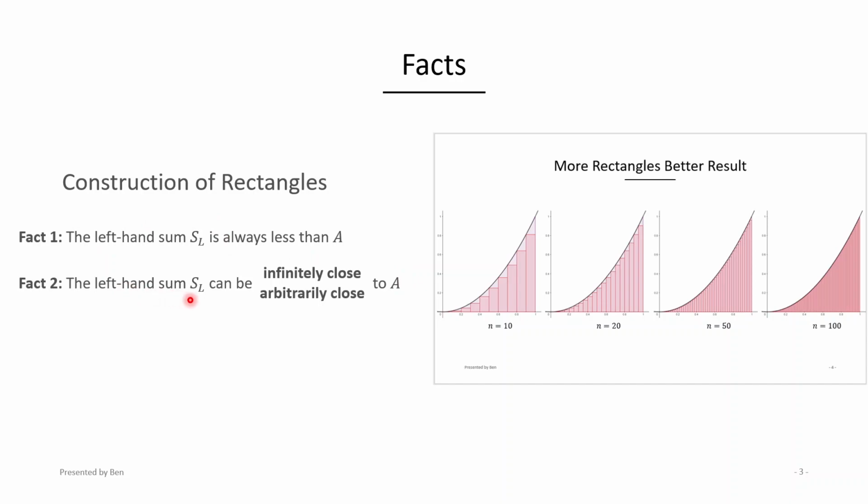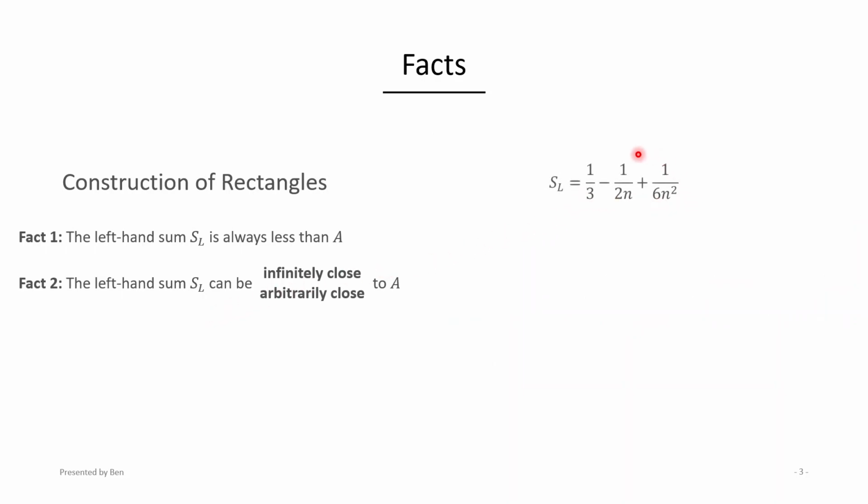Well, we have two simple facts about SL, very straightforward. And at the same time, we have this general formula. In this formula, we have two fractions, 1 over 2 times n and 1 over 6 times n squared. We know this fraction is always greater than this one, so SL will be less than 1/3.